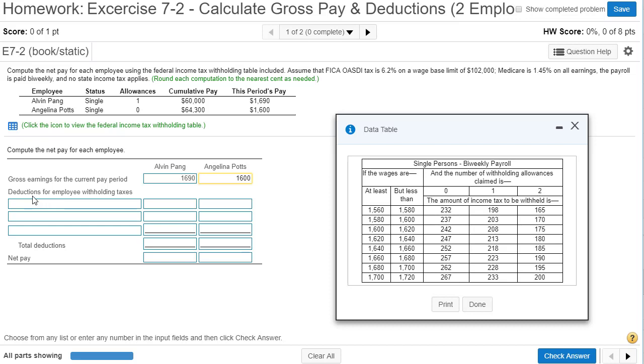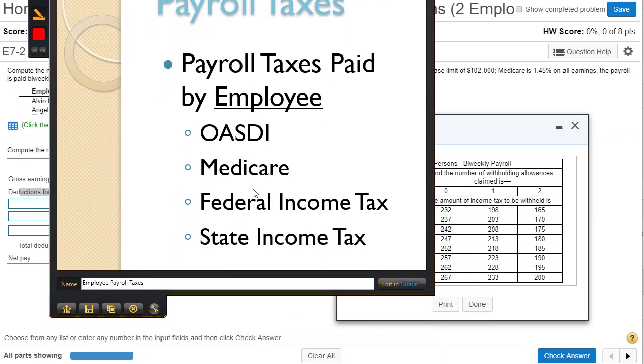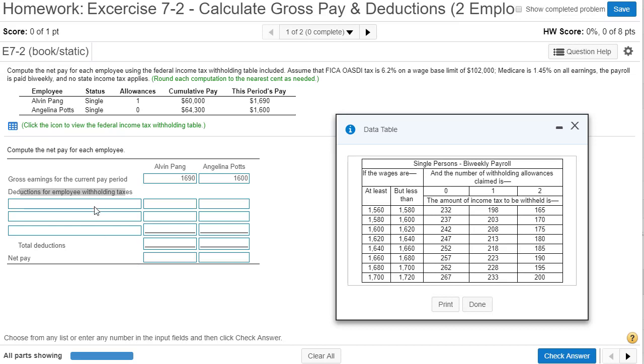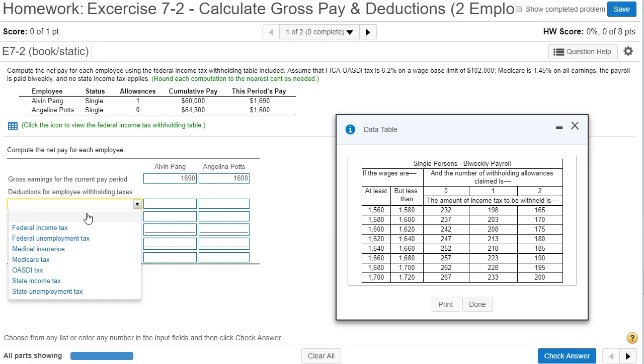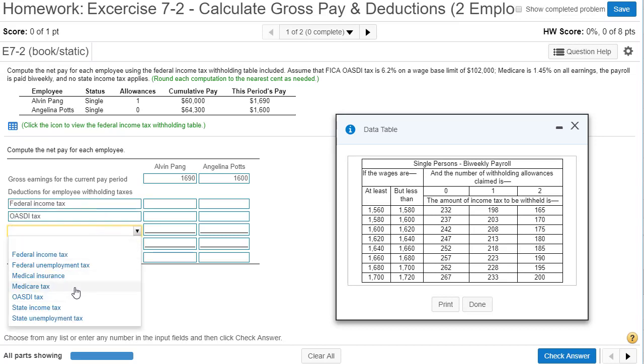Now we're going to record the deductions for each employee's withholding taxes. So we need to know what the payroll taxes are that employees pay. The payroll taxes that employees pay are OASDI, Medicare, FIT, and if the state has one, state income tax. We can list the taxes here in any order. I'm going to go with FIT first, and then OASDI, Social Security, and then Medicare.